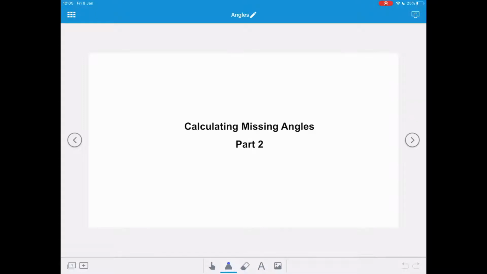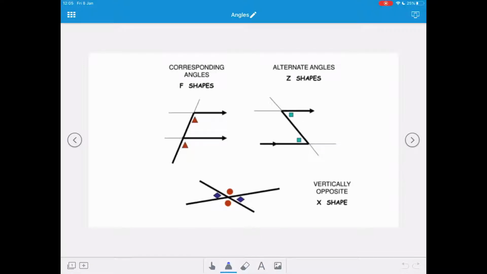In this video, we're going to look at part 2 of our calculating missing angles. Now you can see that we have our vertically opposite X shape, which we encountered at the end of the last video, but we also have corresponding angles which are in an F shape and alternate angles which are in a Z shape. The F and Z shapes are as a result of a transversal line, so the diagonal crossing two other lines that don't cross, so in this case they are parallel.